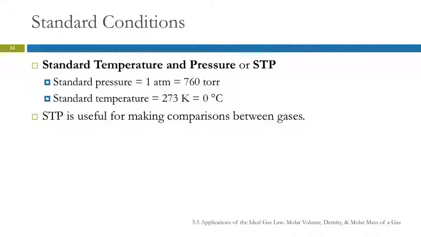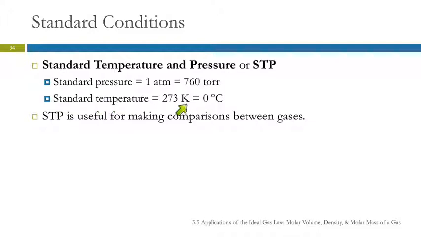For gases, because there are all these things we need to specify, it's convenient to have what are called standard conditions, sort of a point of reference. So we call this standard temperature and pressure, or we abbreviate that STP. Standard pressure is defined as 1 atmosphere, which is the same as 760 torr. So standard pressure is like normal pressure, right? That makes it really easy to establish if you're doing an experiment.